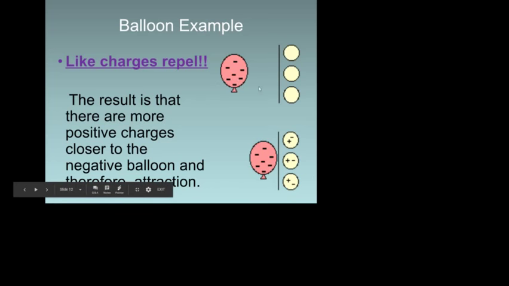So as we bring the negative balloon close to the wall, those negative charges get pushed back. And when the negative charges in the wall get pushed back, the only thing left right there next to the balloon are the positive charges. So the positive charges in the wall are now attracted to the negative balloon, and so the balloon will stick to the neutral wall.